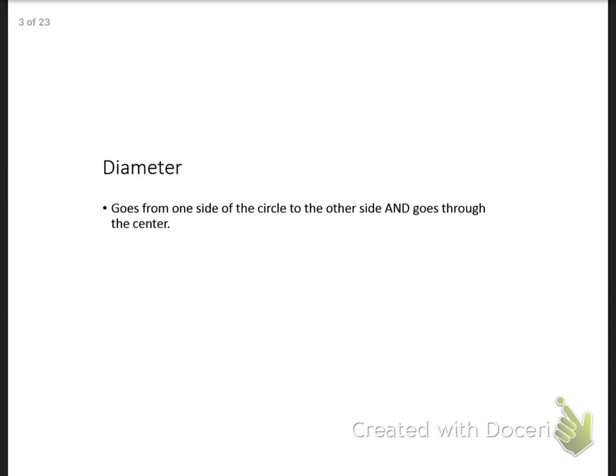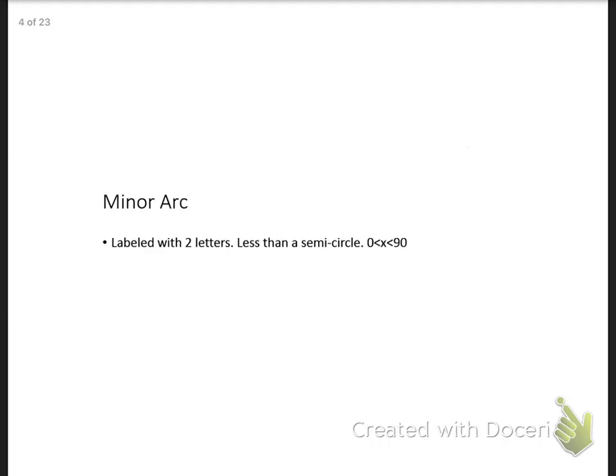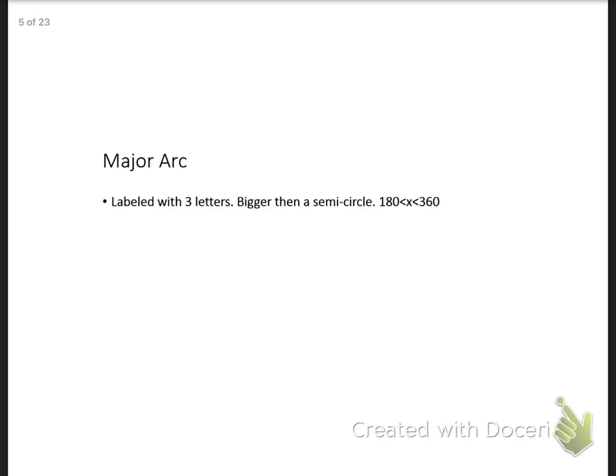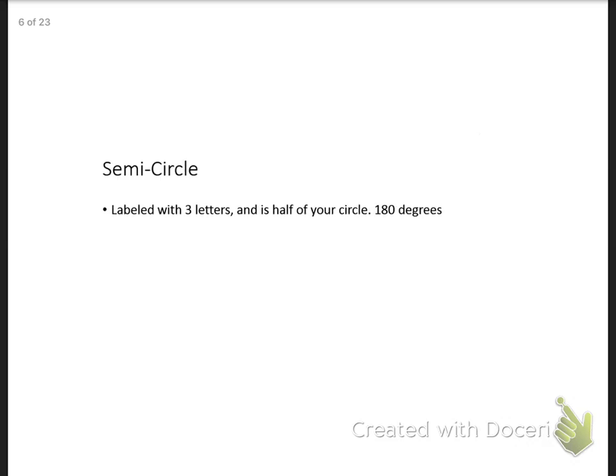Diameter goes all the way across and goes through the center of your circle. Minor arc is labeled with 2 letters and it is less than a semicircle. Okay, and this should say 180. Major arc is 3 letters. Remember, minor is the only one with 2, and it is bigger than a semicircle, which means semicircle is also 3 letters and is half your circle, so 180 degrees.